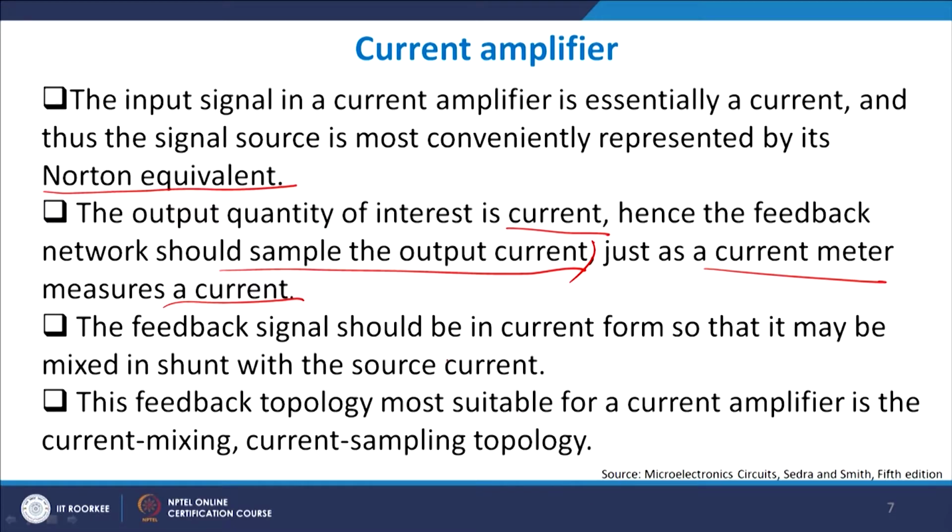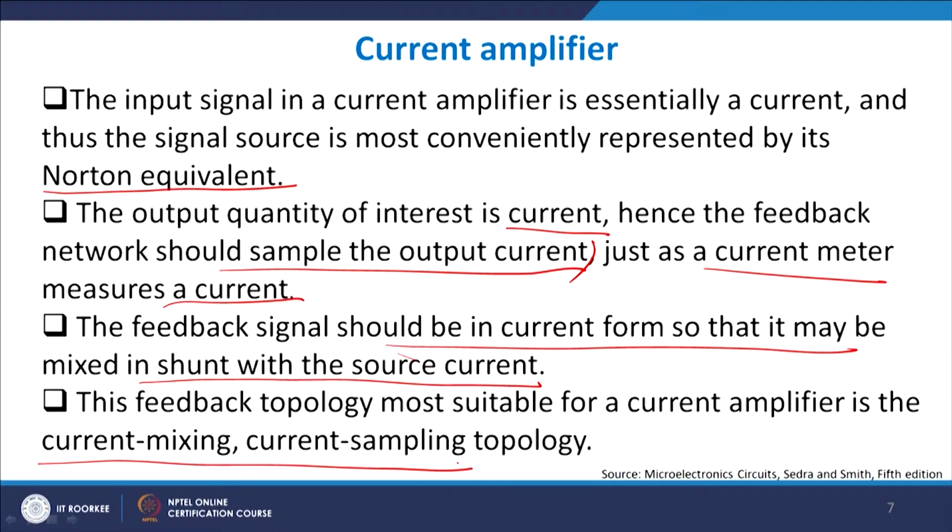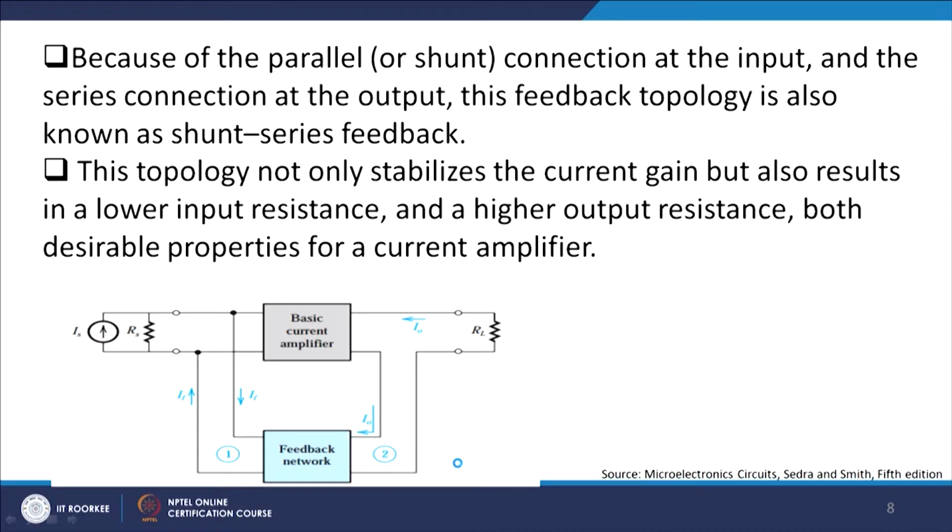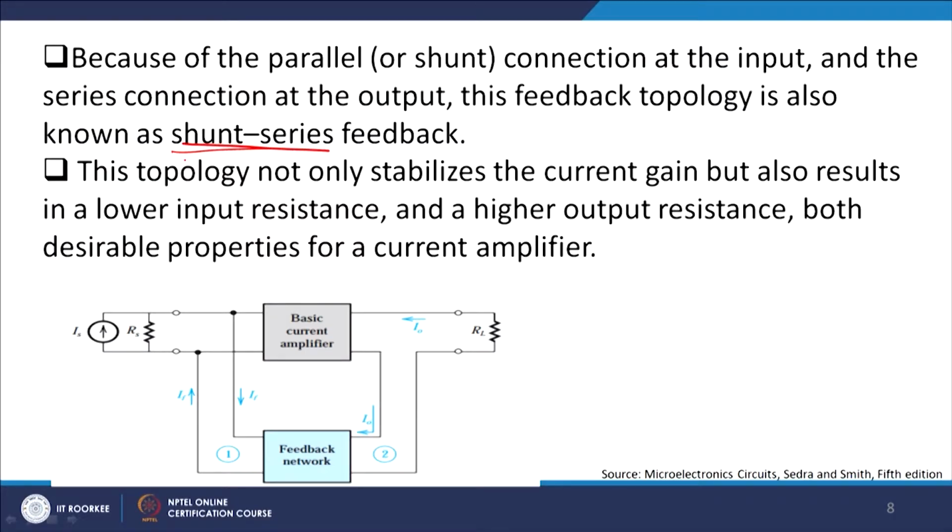The feedback signal should also be a current, so it may be mixed in shunt with the current source, and the feedback topology is basically current mixing and current sampling, and I will show you how it works out, because if you have understood the voltage amplifier, this is just a complementary form of it. The previous one was series shunt, this is a shunt series amplifier. So, we take series on the output side because we are trying to take out current. So, on the output side you will have a series connection, and on the input side you are feeding a current. As I discussed with you, you will have a lower input resistance and a higher output resistance, just the reverse of the previous cases.